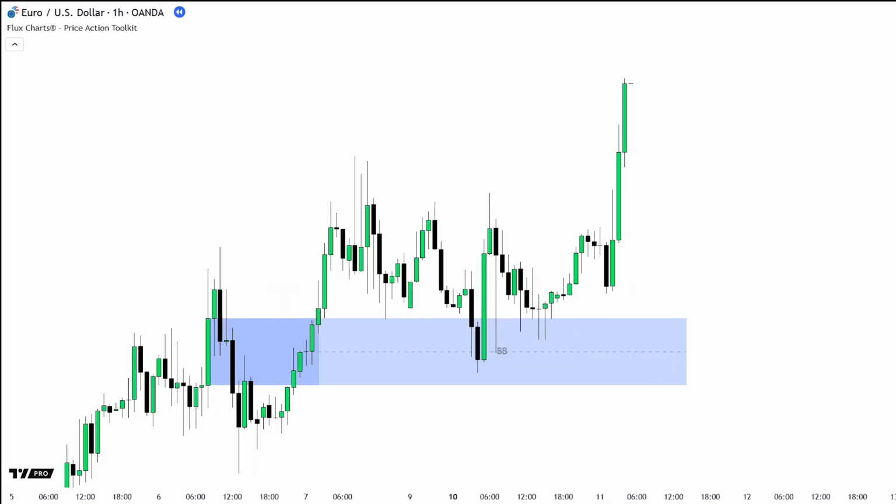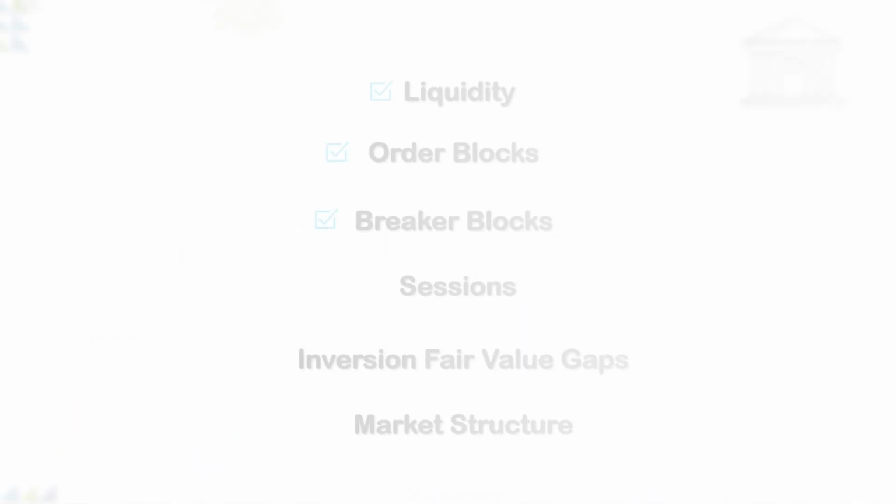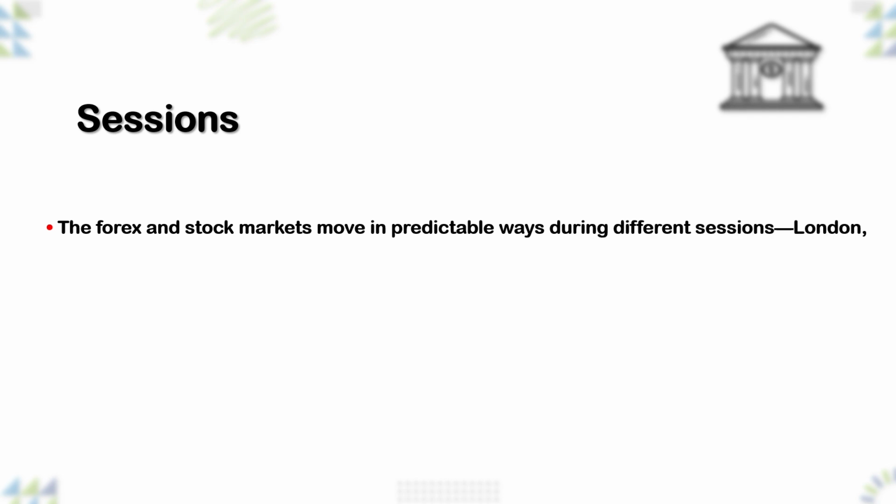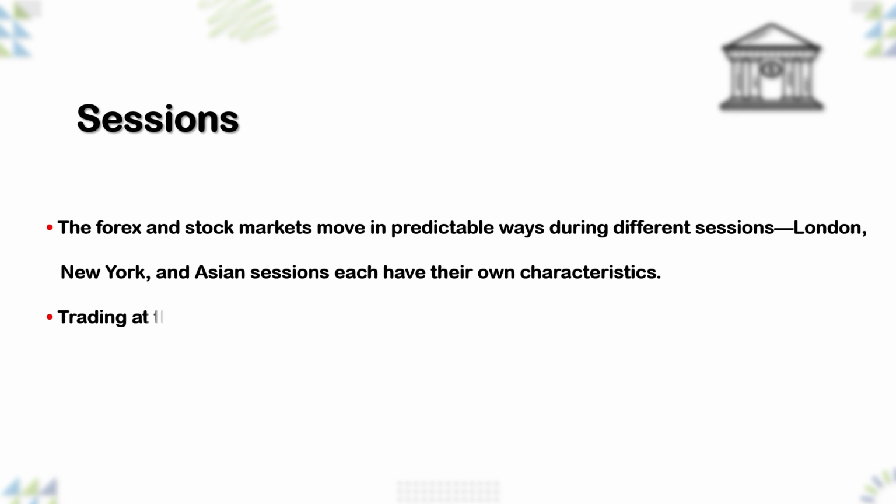To trade with the banks, you will need to trade at the right time, so you need to know the sessions. The Forex and stock markets move in predictable ways during different sessions. London, New York, and Asian sessions each have their own characteristics. Trading at the wrong time leads to unnecessary losses.